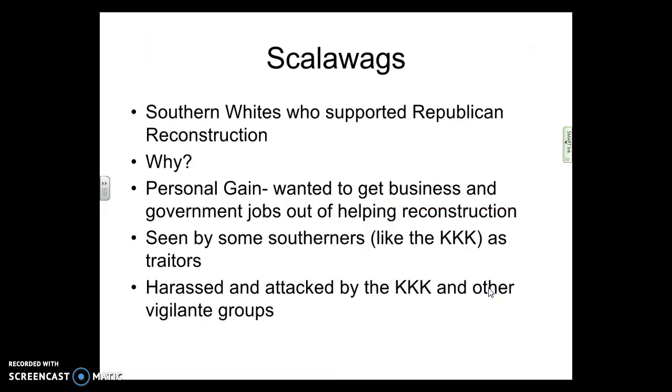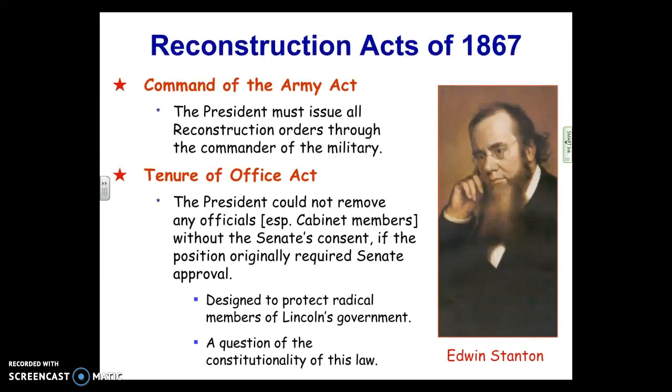You have these people who are sort of scallywags too. Now, there's even some infighting among the white population of the South. So there were Southern whites who actually supported Republican Reconstruction. You have, thinking about a scallywag, why? Well, personal gain. They figured, hey, if I work with the Reconstruction program, I might get a sweet government job. I might get a sweet deal out of this whole thing, and I'm going to get a chance for personal gain out of it through the job. So by some, they're seen as these big-time traitors, and they were attacked by groups of the KKK, we'll talk about later on, and other vigilante groups, and kind of hunted down by them as people who were trying to support this Republican Reconstruction for their own personal gain.